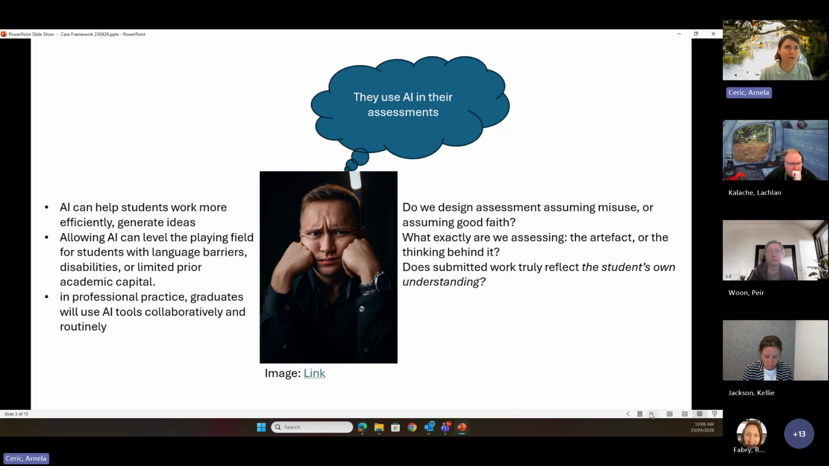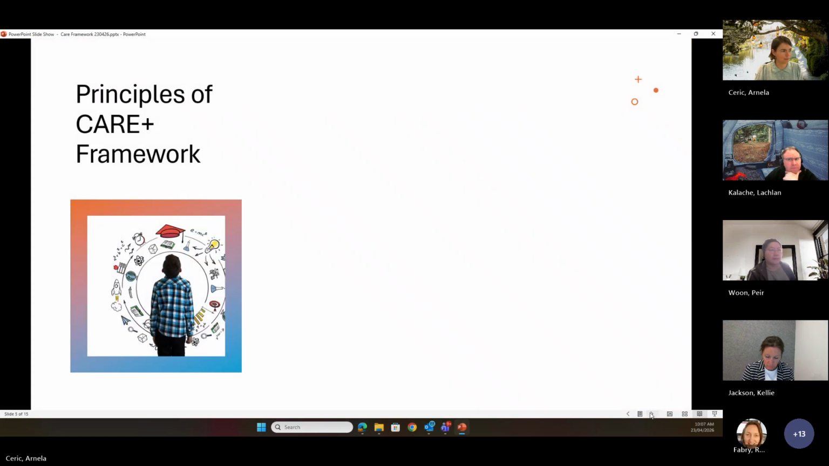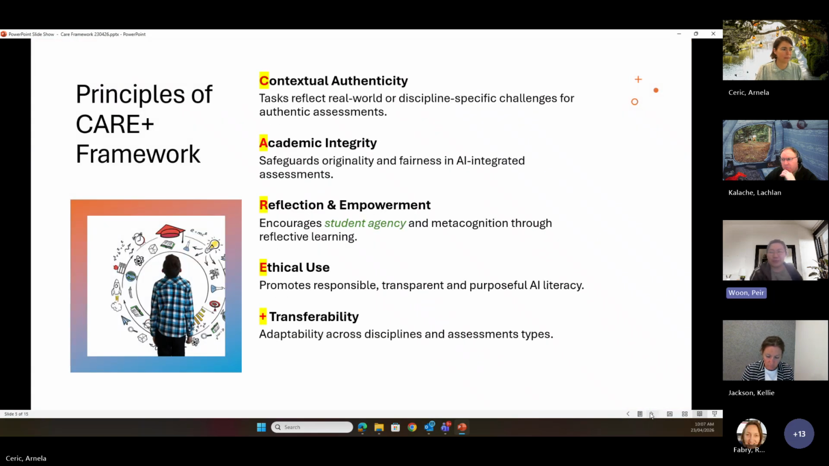So based on all of these different thoughts, we thought it's actually important to have a framework, a starting point that we need to consider that will guide us through this process and maybe help us rethink our assumptions about AI use in assessments. Pierre, over to you. Thanks, Anila. Do you want to go to the next slide?